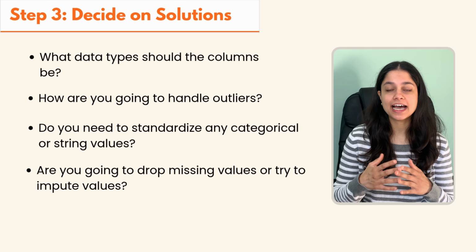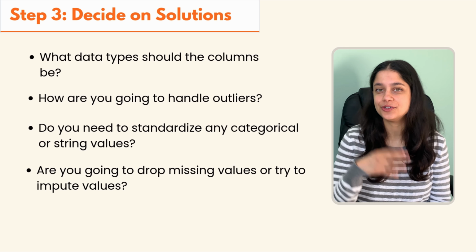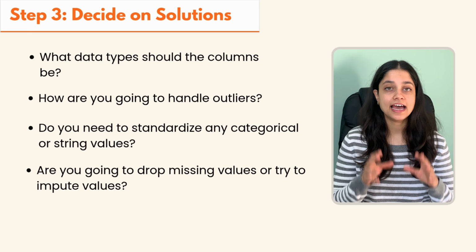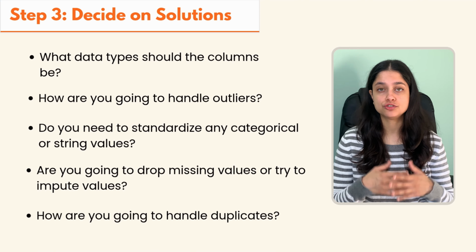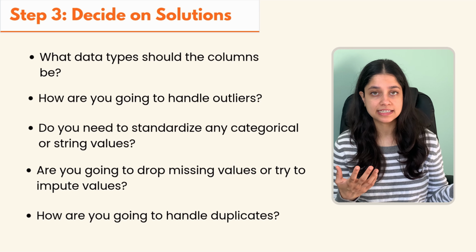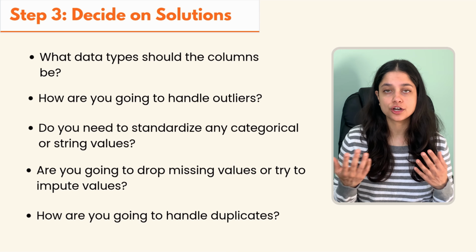If you want to dive further into this topic, I actually have a video all about missing data, so you can check that out here if you're interested. And finally, how are you going to handle duplicates? You could drop them out, you could keep both instances, or you could just keep one instance. In that case, which instance are you going to keep?